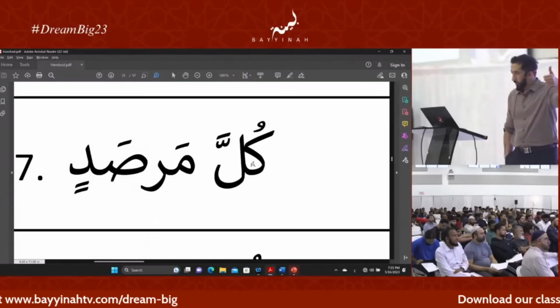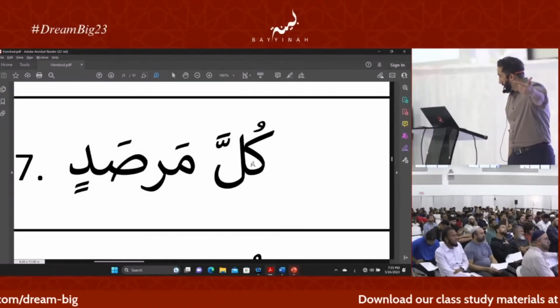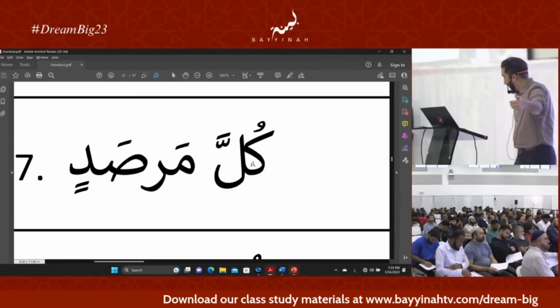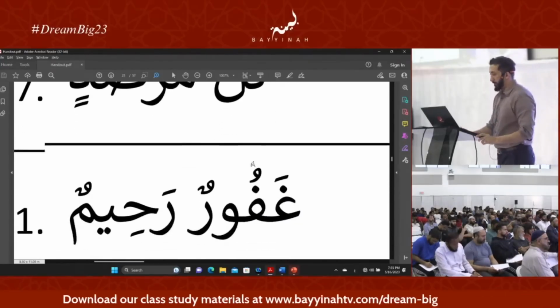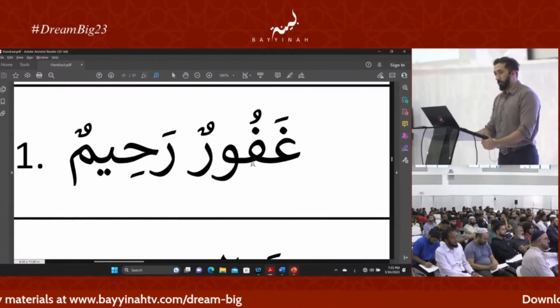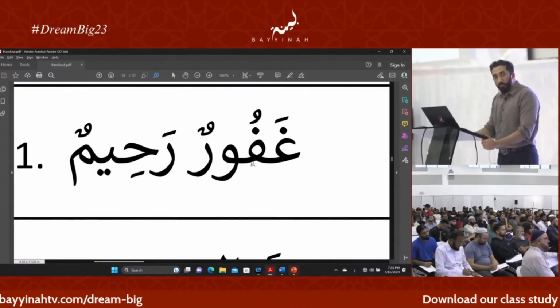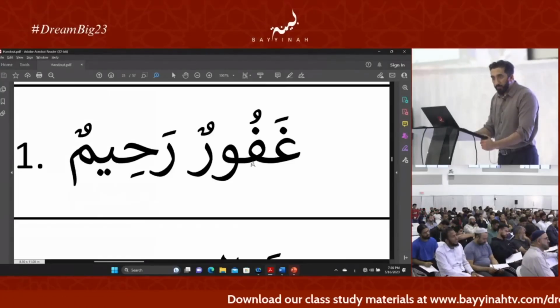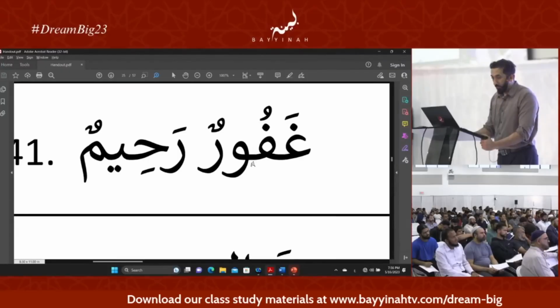Light, no al. Pretty juicy. I like it. This is a mudaf and a mudaf ilayh. Very nice. This is in the Quran. Don't get this wrong, Ghafurun Rahimun. But it's in the Quran. It can be in the Quran and not be a what? It can be in the Quran and not be a mudaf ilayh.